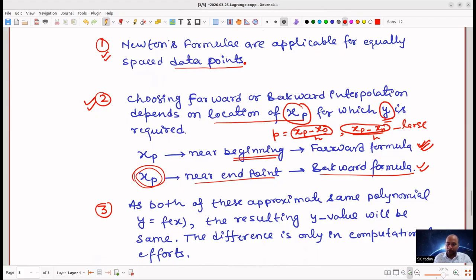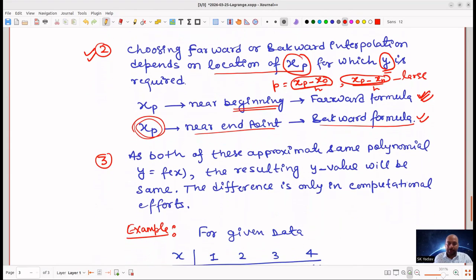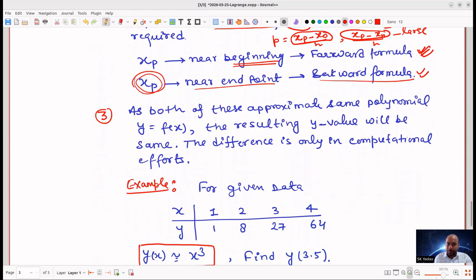Otherwise, if you apply either one, your answer will be the same, because both these formulas approximate the same polynomial, and for any n plus 1 points, the approximated polynomial is always unique. So whether you apply the forward or the backward, it approximates the same polynomial. The difference is only in the computational effort, not in the answer.